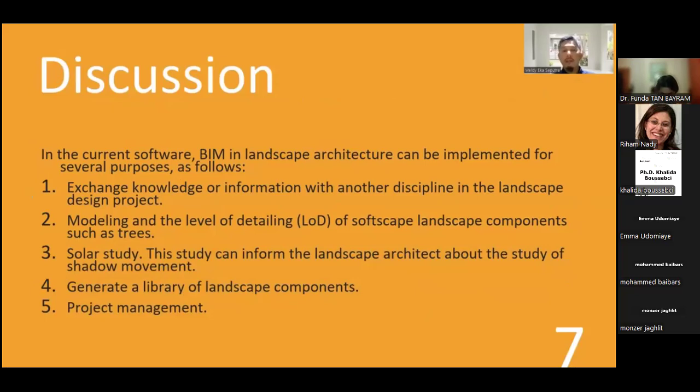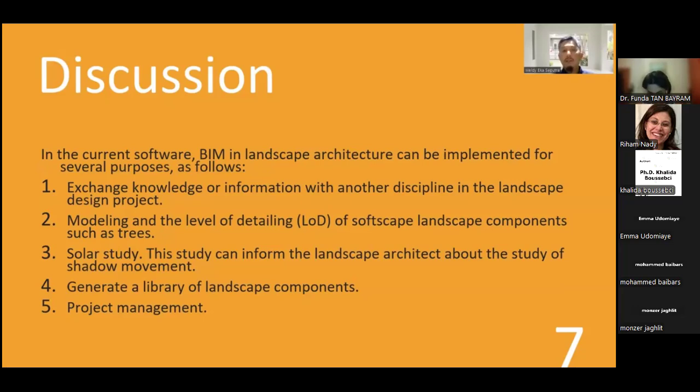Number one, BIM as a medium or software where landscape architects can exchange knowledge or information with other disciplines in the landscape design project, such as engineers, architects, or maybe the plumbing engineer for the irrigation.